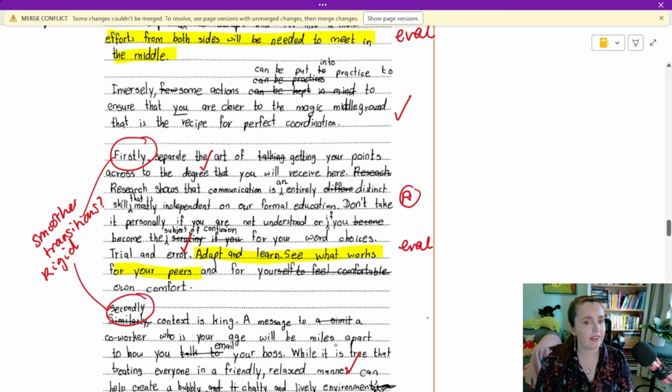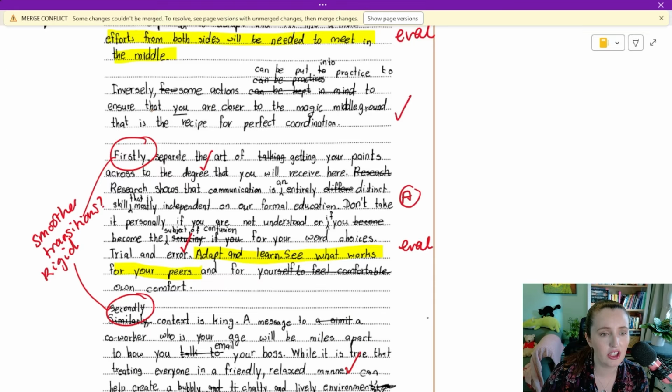Okay, so now she's going to give some advice. I feel like as well, because the students are kind of going text A, text B, advice, evaluation, that the point of this whole article is to give advice. So it feels a little bit like we're not really getting to the main point until now for me. Firstly, separate the art of getting your points across to the degree that you will receive here. A little bit clunky in terms of the expression right here.